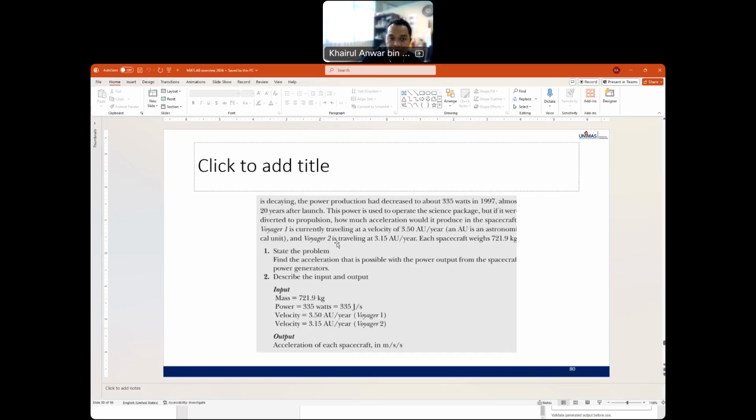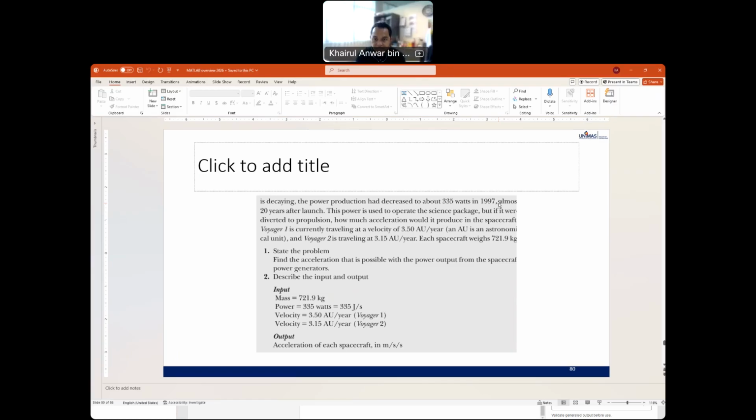Because the plutonium is decaying, the power production has decreased to about 335 watts in 1997, 20 years after the launch. This power is used to operate the science package, but if it were diverted to propulsion, how much acceleration would it produce in the spacecraft? Voyager 1 is currently traveling at a velocity of 3.5 astronomical units per year, and Voyager 2 is traveling at 3.15 AU per year.